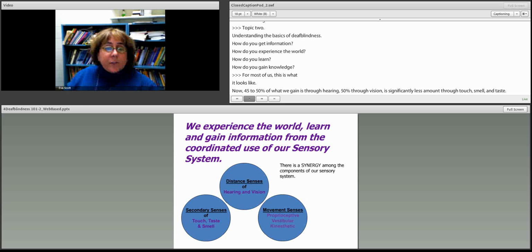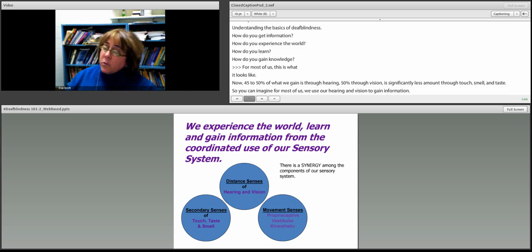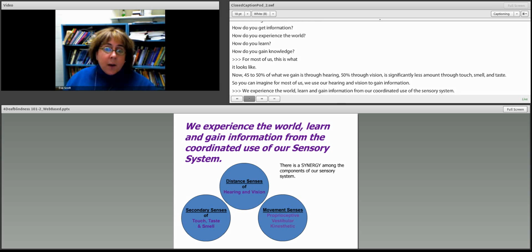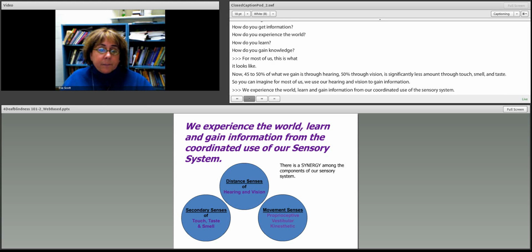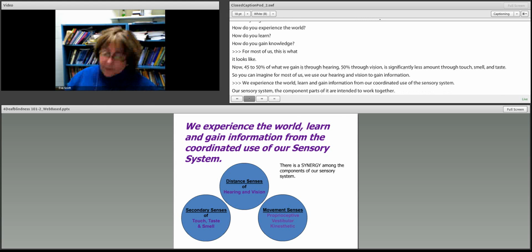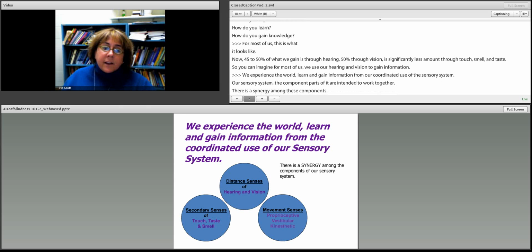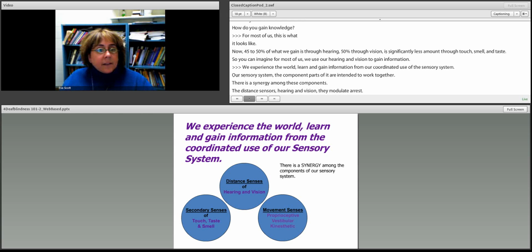We experience the world, learn and gain information from our coordinated use of the sensory system. Our sensory system, the component parts of it, are intended to work together. There is a synergy among these components. The distant senses, hearing and vision, they modulate the rest. The secondary senses of touch, taste, and smell factor in part of that synergy.